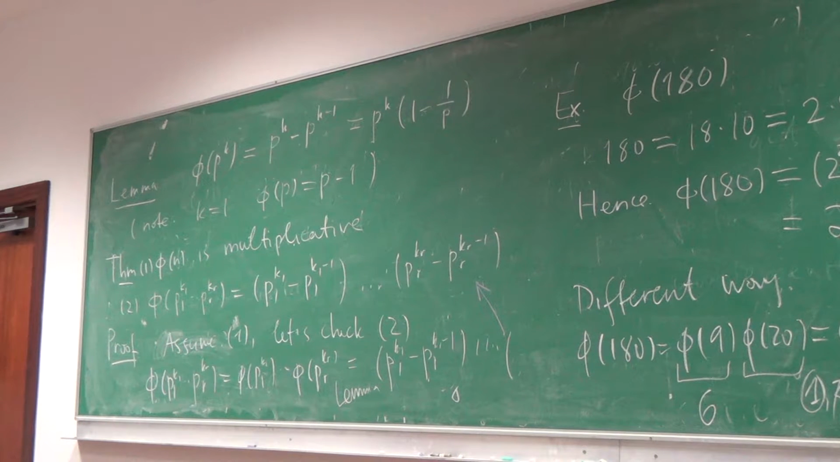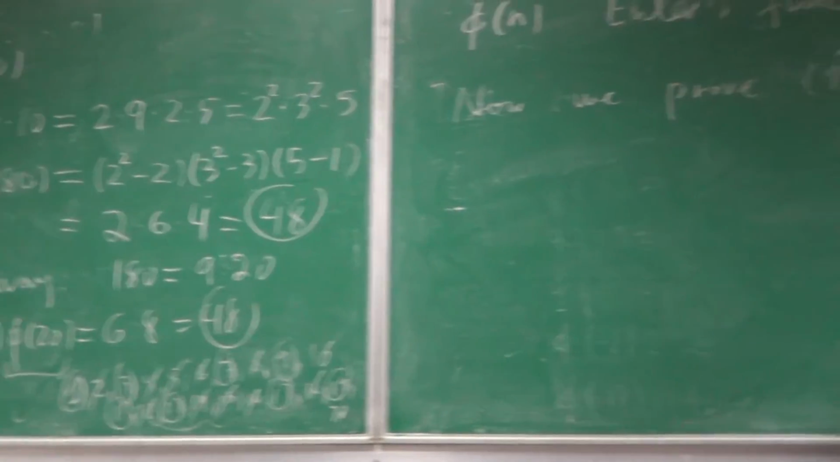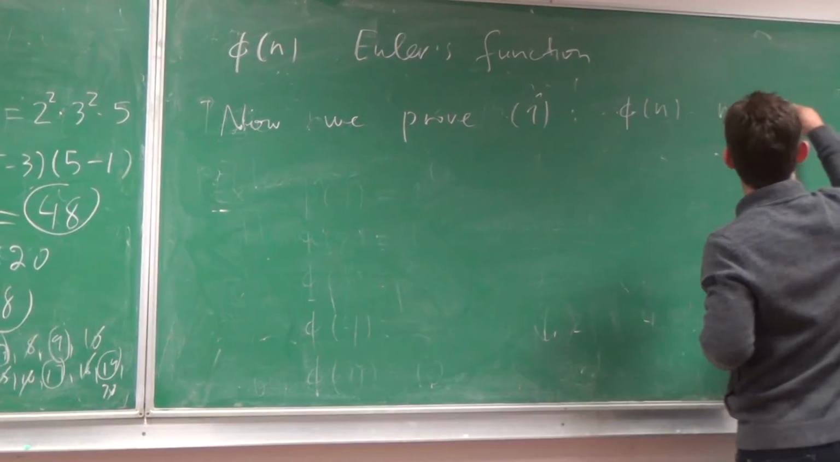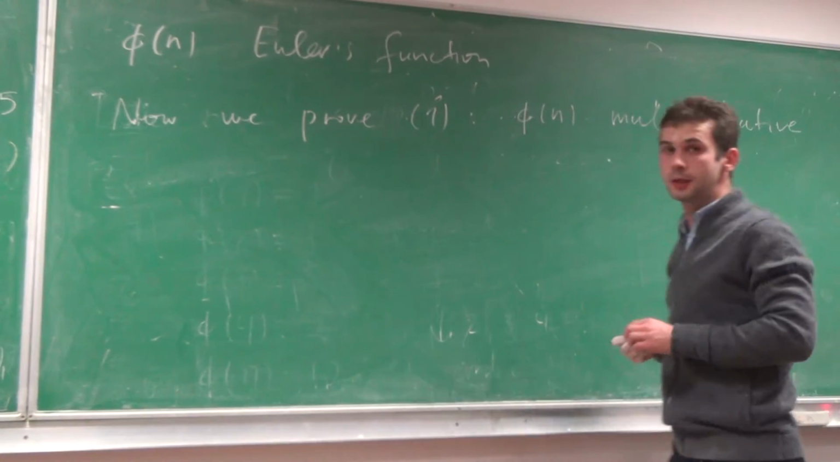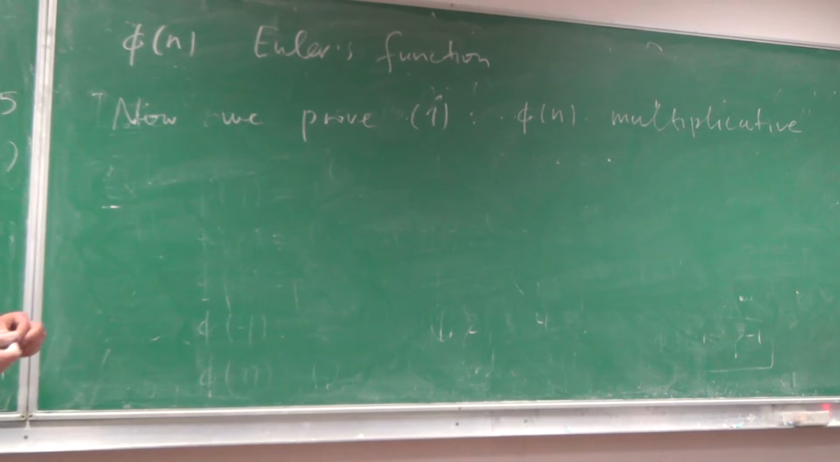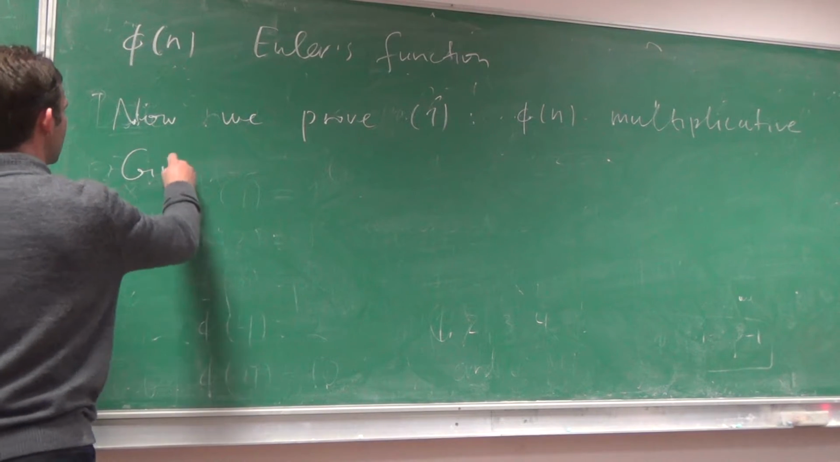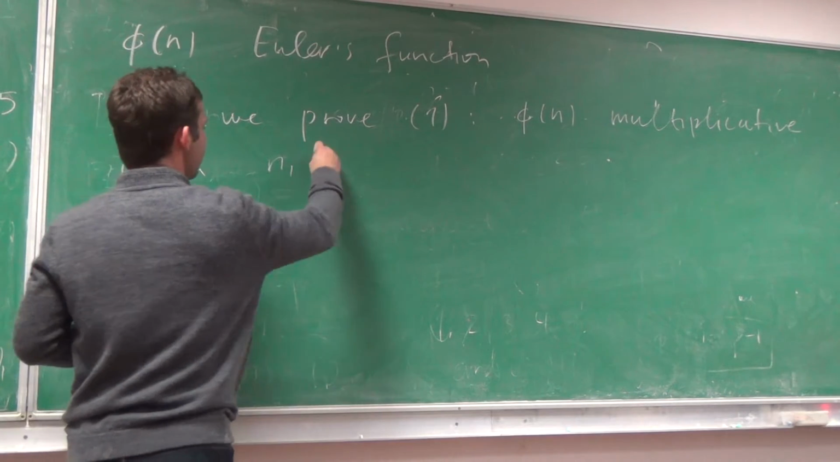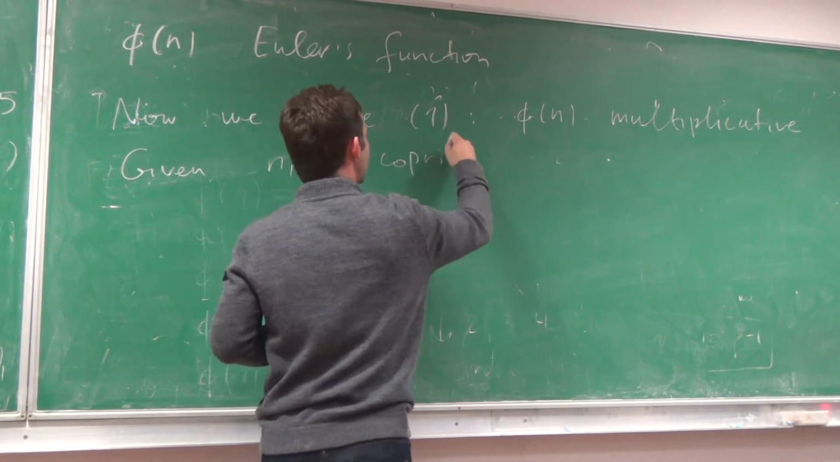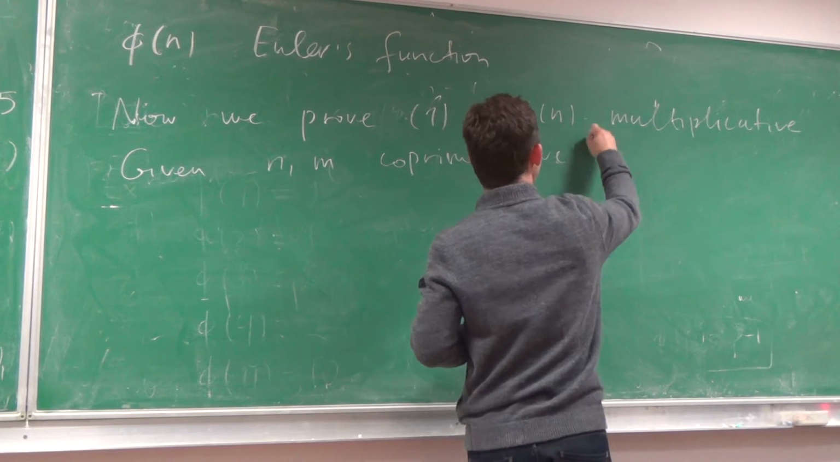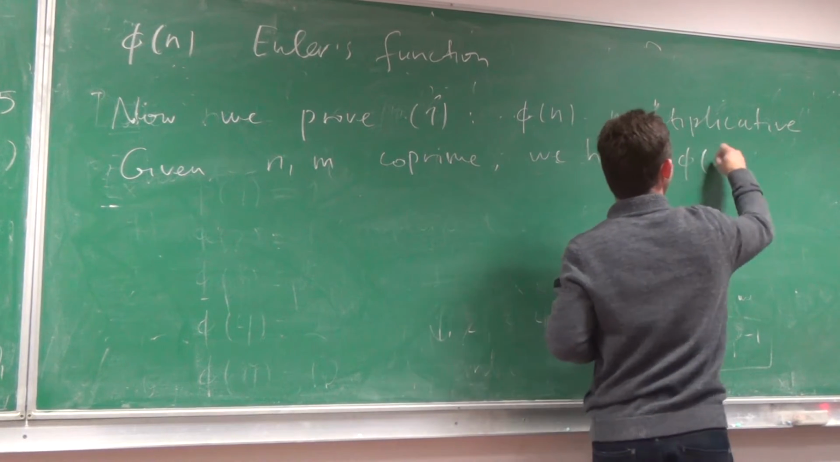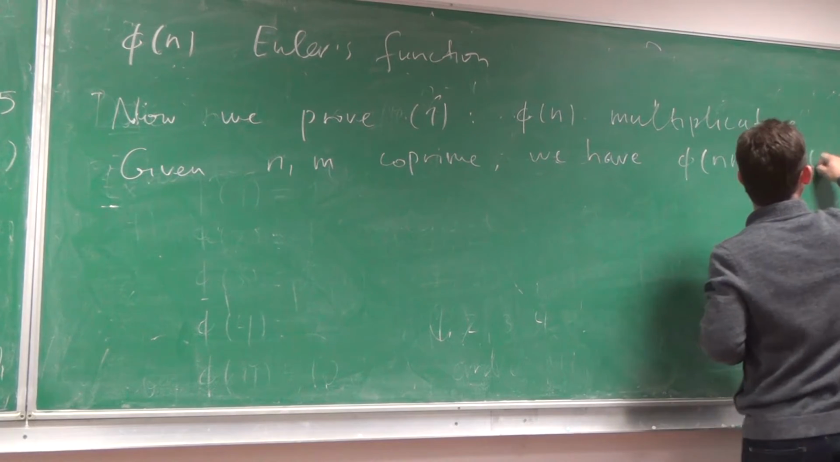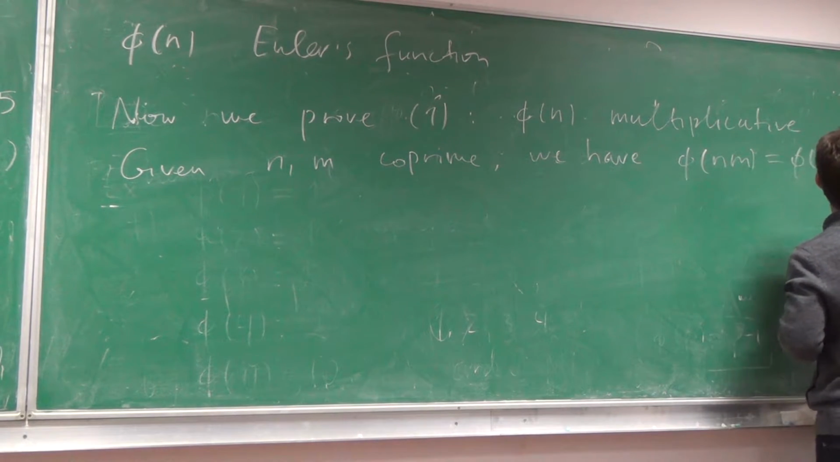Okay, now we prove 1, which is phi is multiplicative. So let's recall what this even means. It means the following. It means that we are given coprime n and m. We have phi of nm is phi n times phi m.